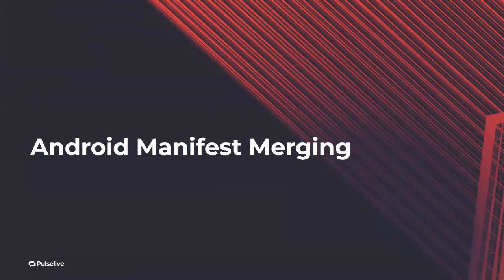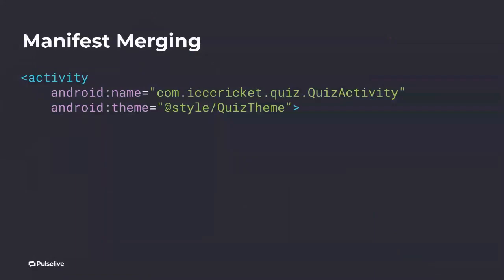So say in our quiz instant dynamic feature, we have a quiz activity, and that quiz activity has a theme. What happens when this manifest is merged down is that these things don't exist, right? The quiz activity and theme exist in the dynamic feature. The manifest gets merged down, but these two things don't exist in the application module where the manifest now lives. So you'd hope that the build system was clever enough to work this out for you. Not quite.